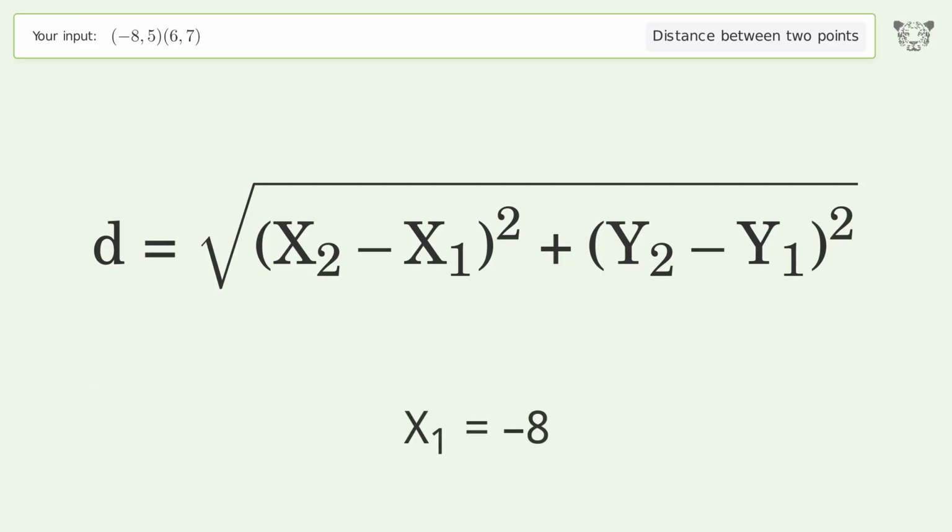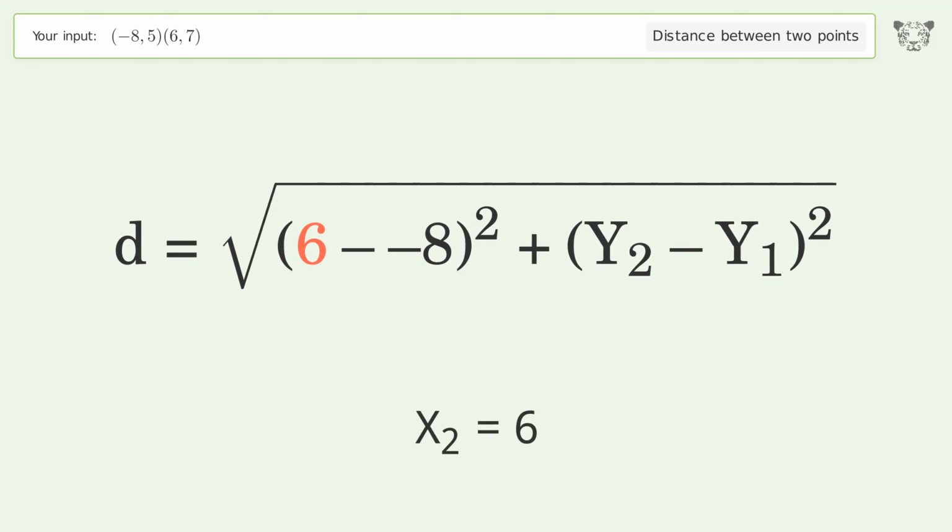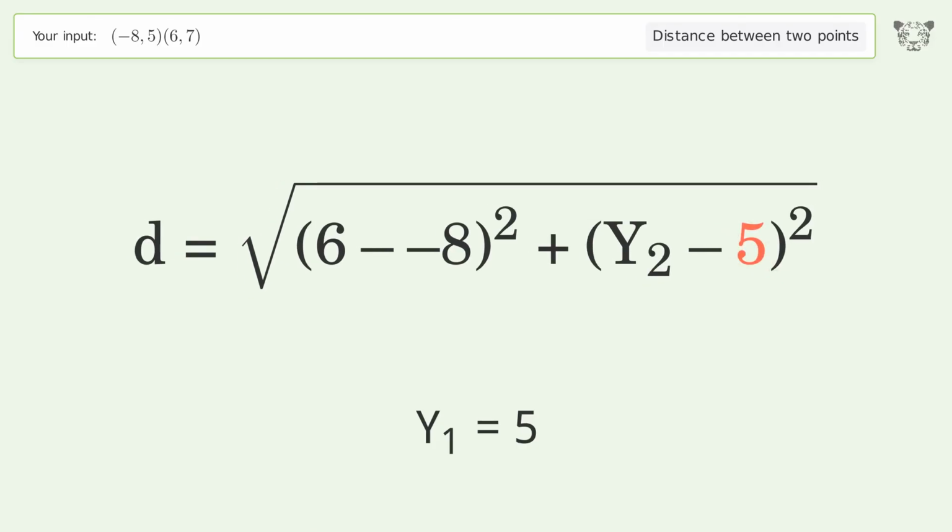x1 equals -8. x2 equals 6. y1 equals 5. y2 equals 7.